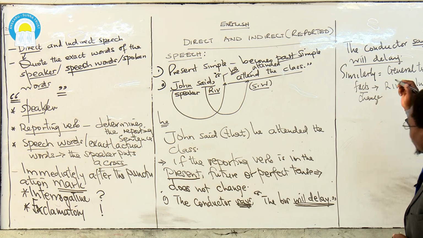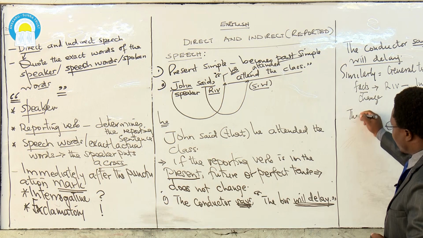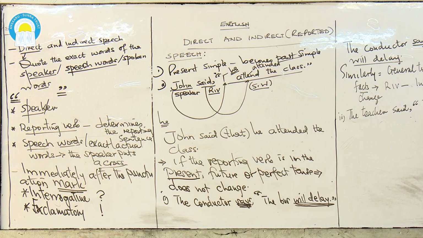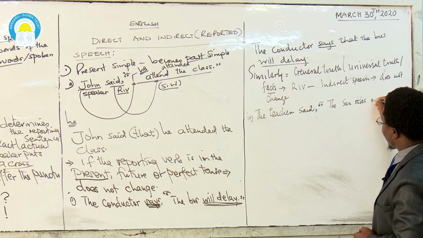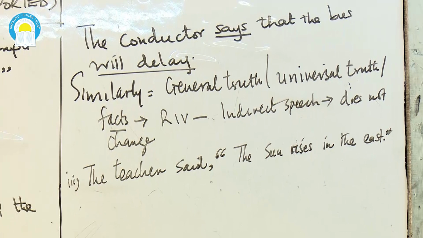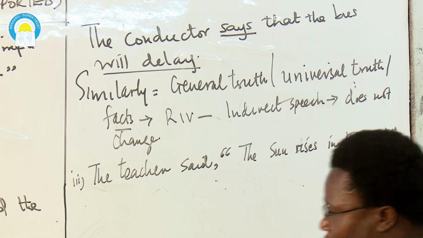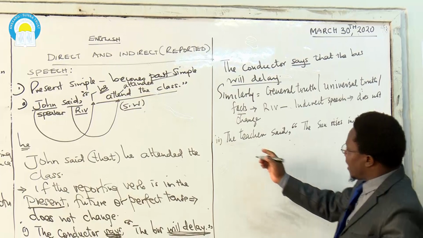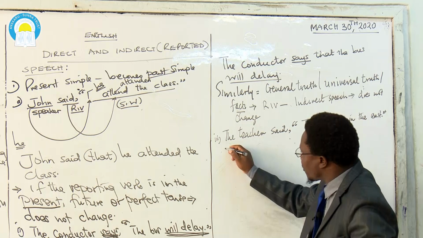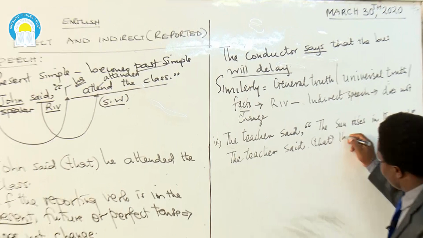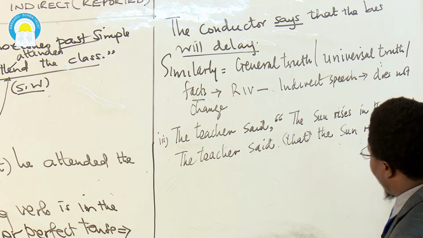Consider a sentence: the teacher said, "the sun rises in the east." This sentence is expressing general truth, and for a sentence in direct speech expressing general truth, the verb in the indirect speech remains unchanged. Therefore, this sentence being written into indirect speech becomes: the teacher said that the sun rises in the east.